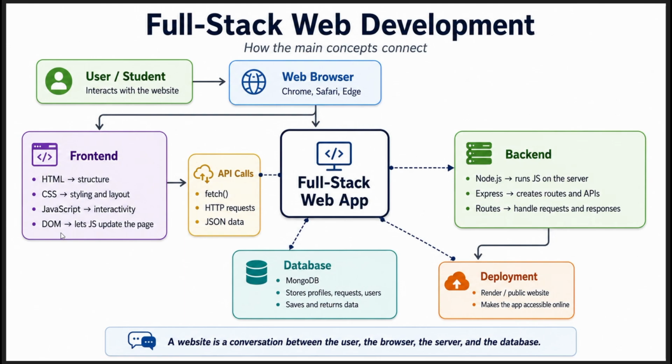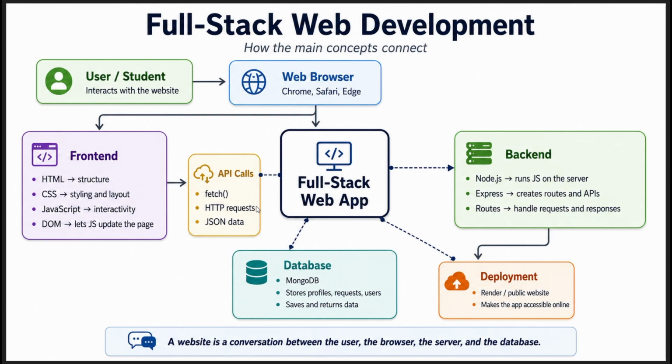But a modern website is usually not only just front end. If we want to save information permanently, we need the front end to communicate with the back end. So this is where the API calls come in. API calls are like messages between the front end and the back end. The front end uses something like fetch to send a request. The request might ask for data, create new data, update existing data, or basically delete something.